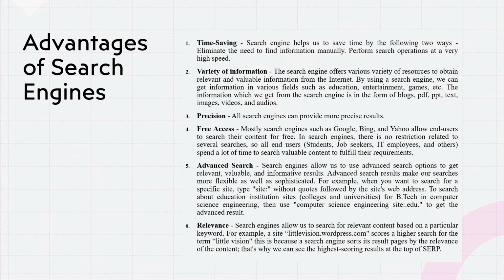Relevance. Search engines allow us to search for relevant content based on a particular keyword. For example, the site littlevision.wordpress.com scores a higher rank for the term Little Vision. This is because a search engine sorts its results pages by the relevance of the content. That's why we can see the highest scoring results at the top of the SERP.